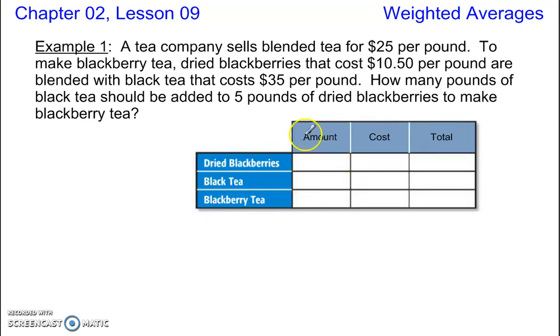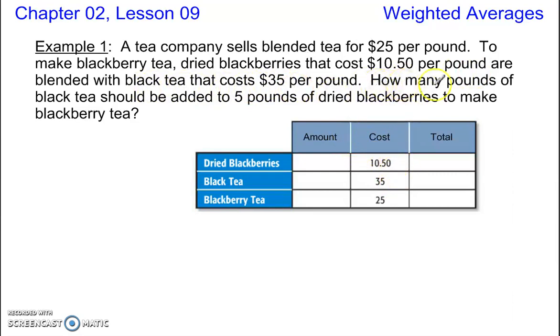Okay, now you're going to set up several columns. Usually there's going to be a 3 by 3. The amount, the cost, and then the total. This is the cost per pound. So we know that the blackberry tea costs $25. What else do we know? Next we know dried blackberries cost $10.50. So put in everything we know. We know the black tea costs $35 per pound.